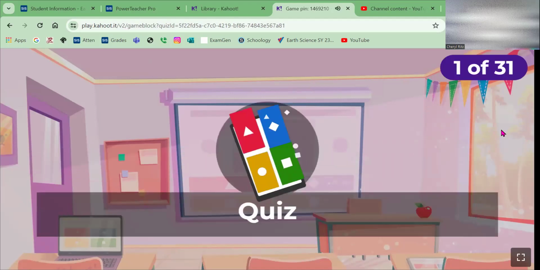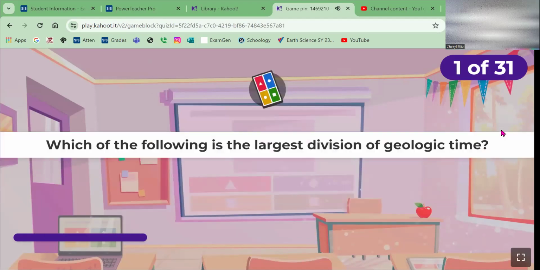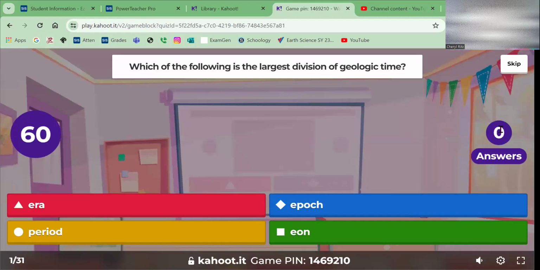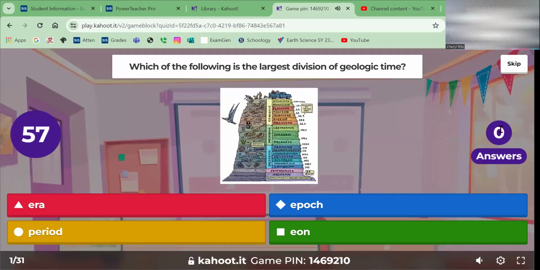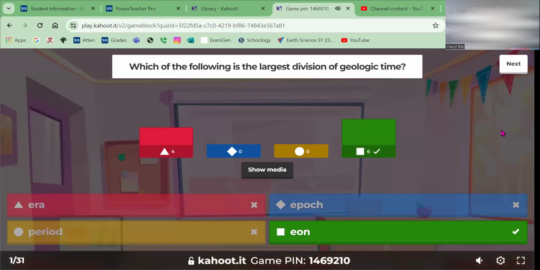All right, hopefully the pictures show up on your screens. Which of the following is the largest division in geological time? Do not just click answers. Check your reference table. This phone's gonna die. We gotta use mine.